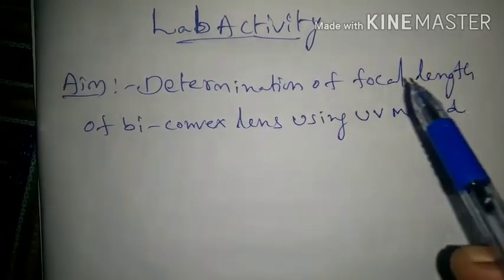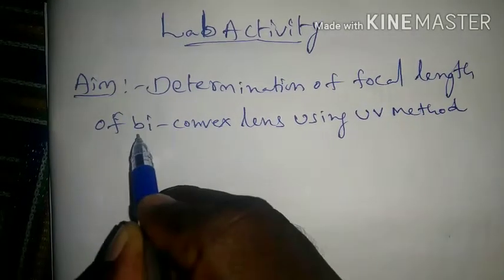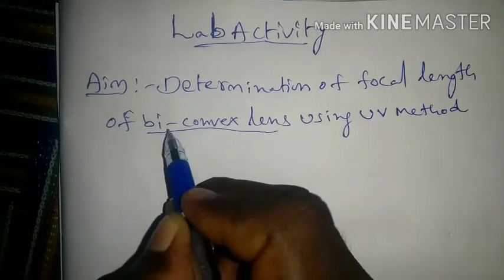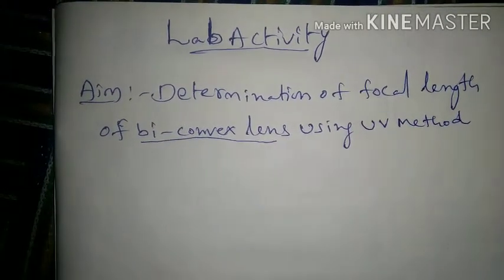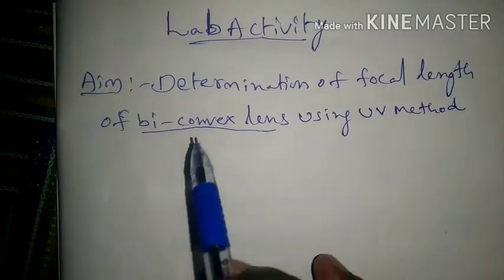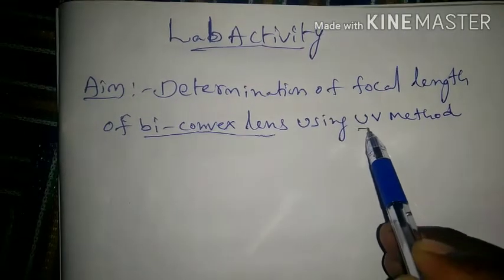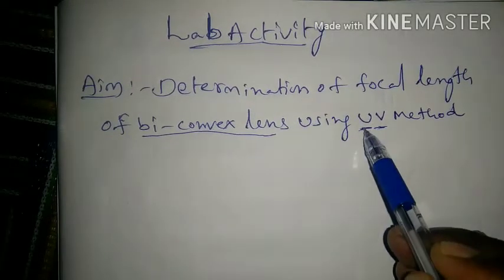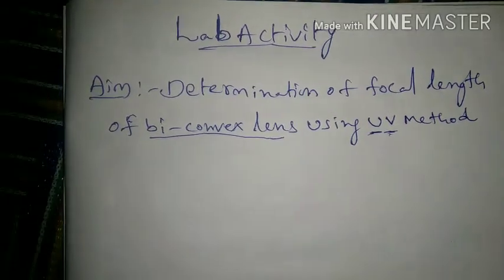Determination of focal length of biconvex lens. Biconvex lens means double convex lens using UV method. This is aim. Focal length of biconvex lens using UV method. U means object distance. V means image distance.